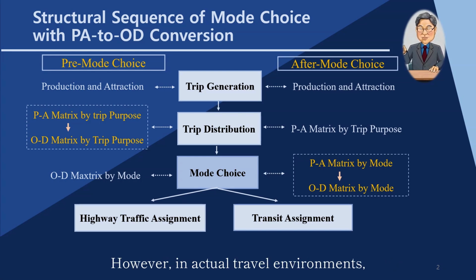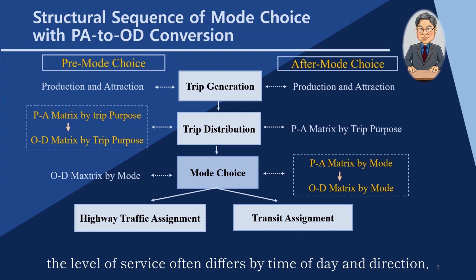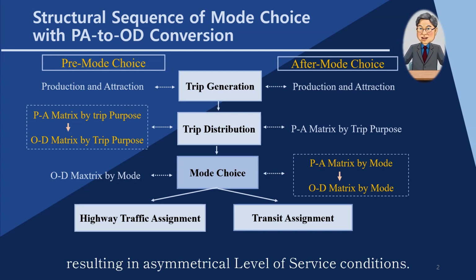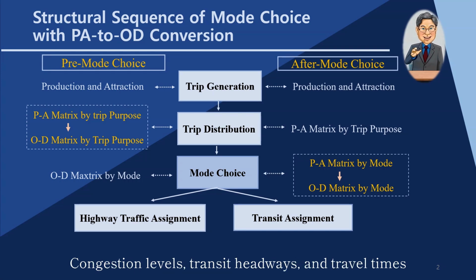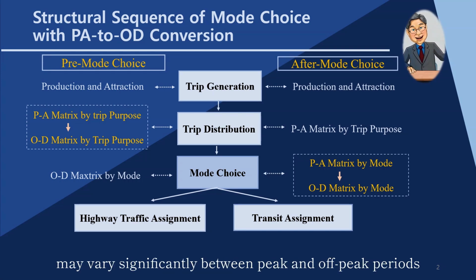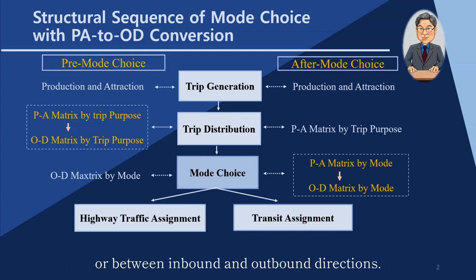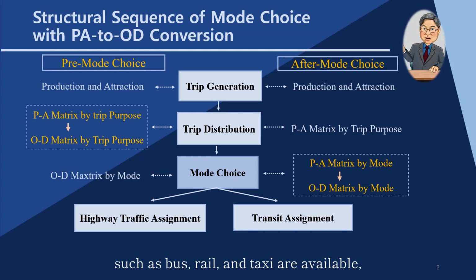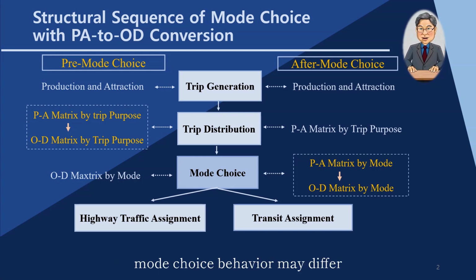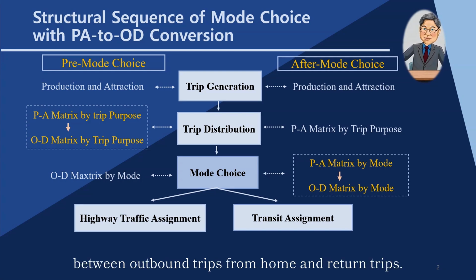However, in actual travel environments, the level of service often differs by time of day and direction, resulting in asymmetrical level of service conditions. Congestion levels, transit headways, and travel times may vary significantly between peak and off-peak periods or between inbound and outbound directions. Particularly when multiple modal alternatives such as bus, rail, and taxi are available, mode choice behavior may differ between outbound trips from home and return trips.